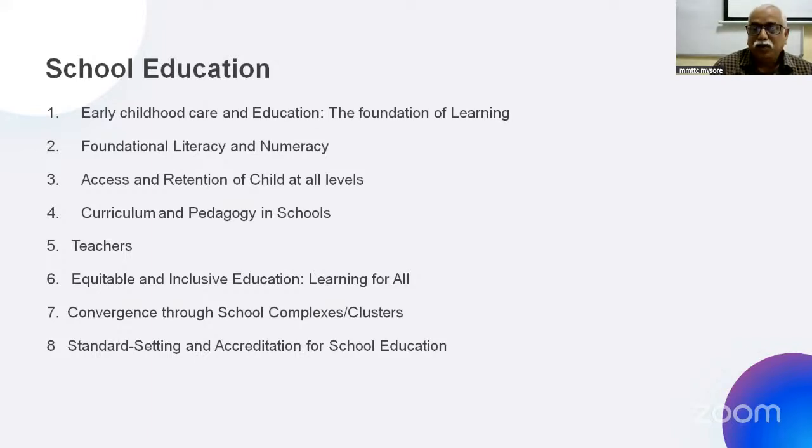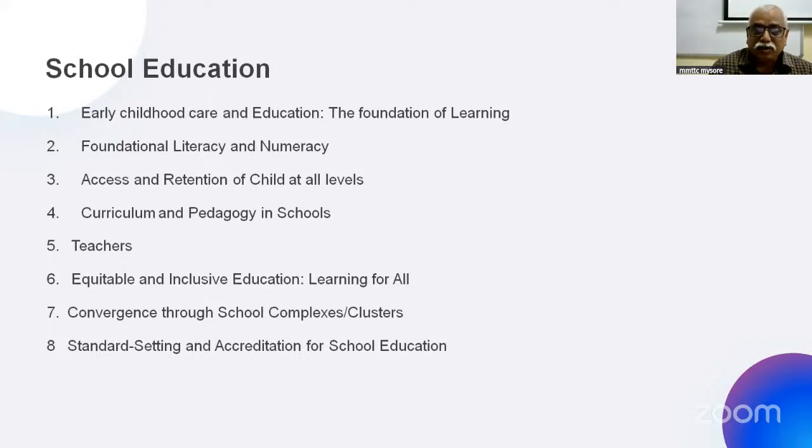That is, no dropout in between: when a child joins school at any particular point of time, he has to leave only at the end of the schooling period. Then chapter 4 covers curriculum and pedagogy in schools. What are the changes envisaged by the policy? It brings curricular changes, and with those, how pedagogical changes have to be brought in and how the teacher needs to adopt and implement them in the classroom is also an important aspect. That chapter speaks about it.